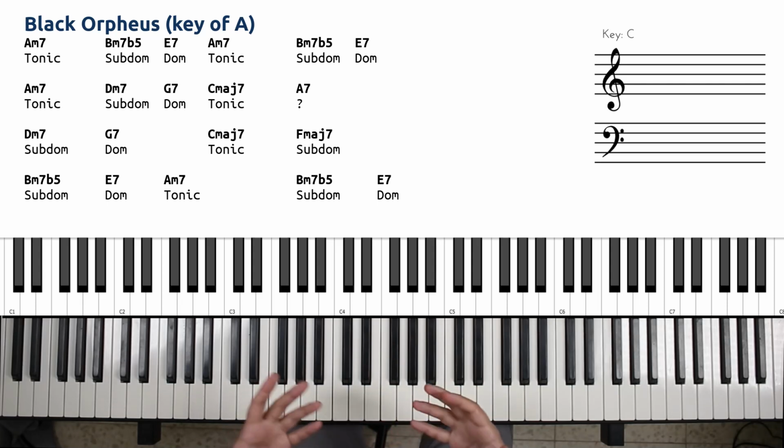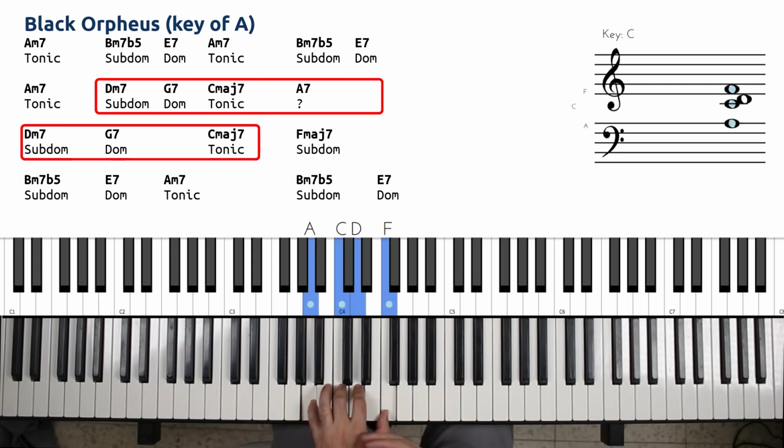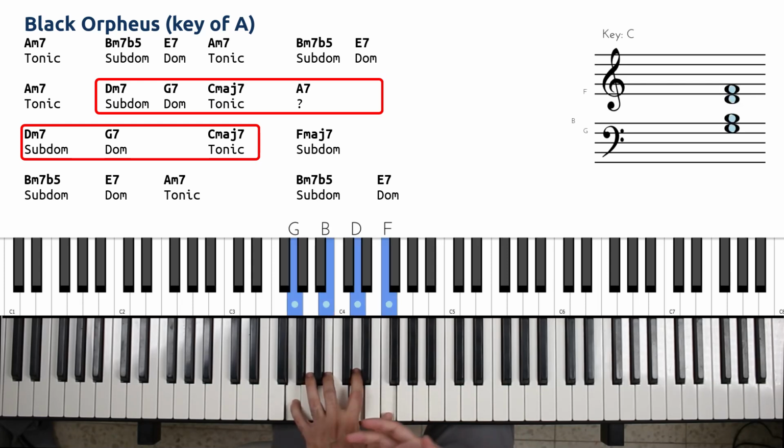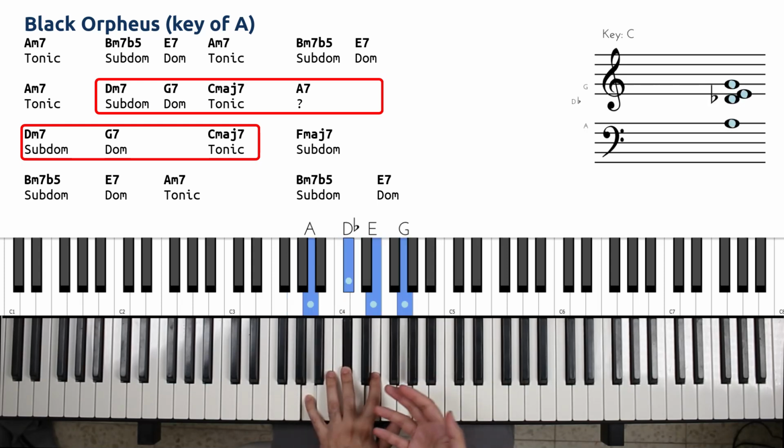Then in the middle, it modulates to C major. Now, modulate is just a fancy word for changes key. So in the middle, it changes to C major, and in C major, the D minor 7 plays its subdominant role, the G dominant 7 plays a dominant, and the C major 7 plays the role of a tonic. And there's just this chord in the middle, the A dominant 7, which we can't yet assign a function to. That will come in subsequent lessons.